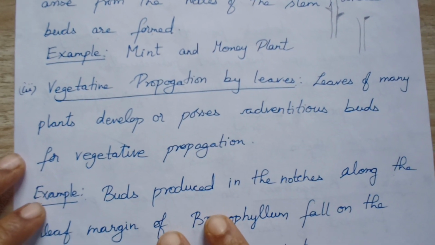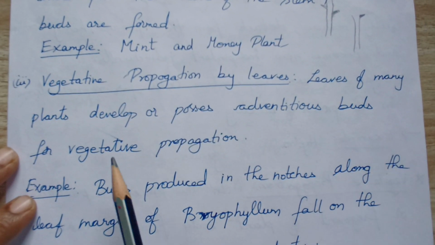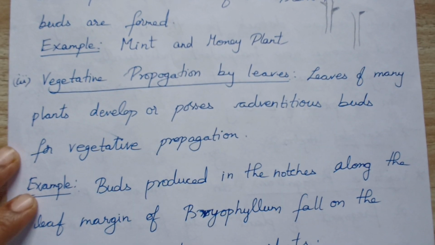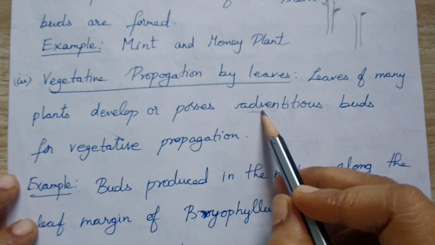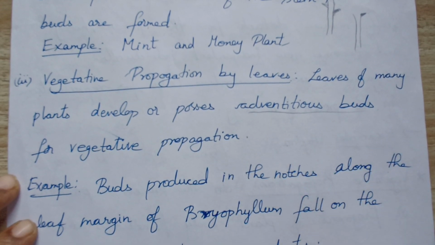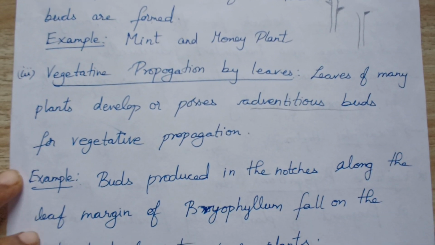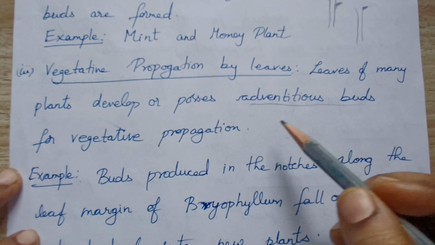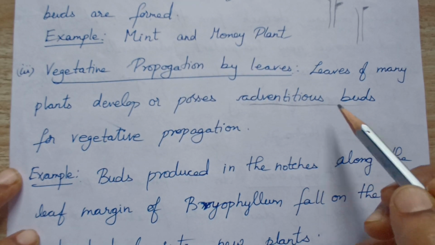Next, vegetative propagation by leaves. Leaves of many plants possess adventitious buds for vegetative propagation. Here in the leaves also you can see some adventitious buds, because the leaf is not the place for buds to grow, right? But in that unusual place, if a bud grows, that is called an adventitious bud.